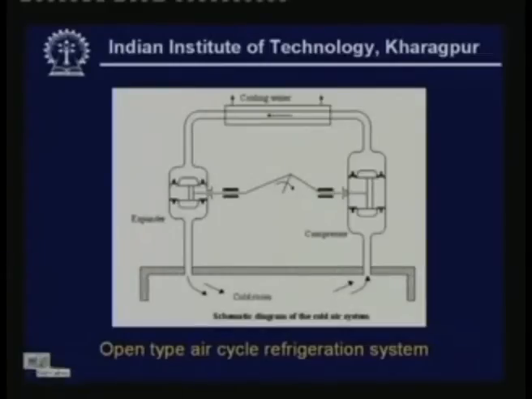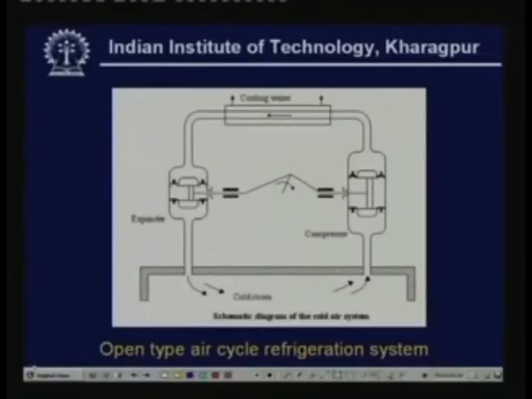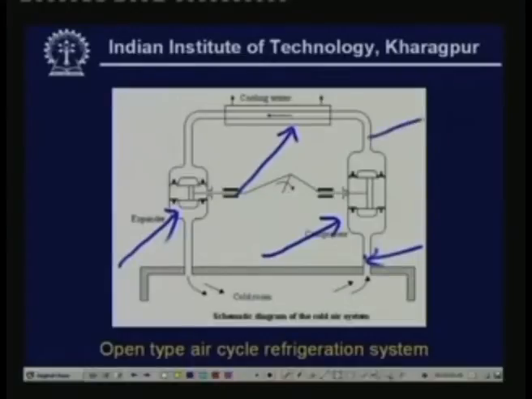So let me show the working principle of an open type air cycle refrigerant system. You have three major components here: a compressor, a heat exchanger, and an expander. So let me start at this point. Here you have atmospheric pressure and low temperature air. Low temperature means the temperature is slightly lower than the surrounding temperature. So you have air whose temperature is slightly lower than the surrounding temperature and whose pressure is the same as the atmospheric pressure. So this air is compressed in the compressor to high pressure. So at the exit of the compressor you have high pressure air.